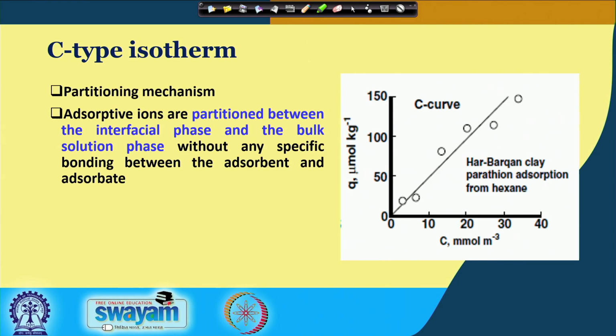The fourth one is called the C type isotherm, and it shows the partitioning mechanism. Here one thing is clear: adsorptive ions are partitioned between the interfacial phase and the bulk solution phase without any specific bonding between the adsorbent and adsorbate. As we increase the concentration of the adsorptive, we can see the adsorption increasing linearly. We will see these in detail when we discuss the diffuse double layer.